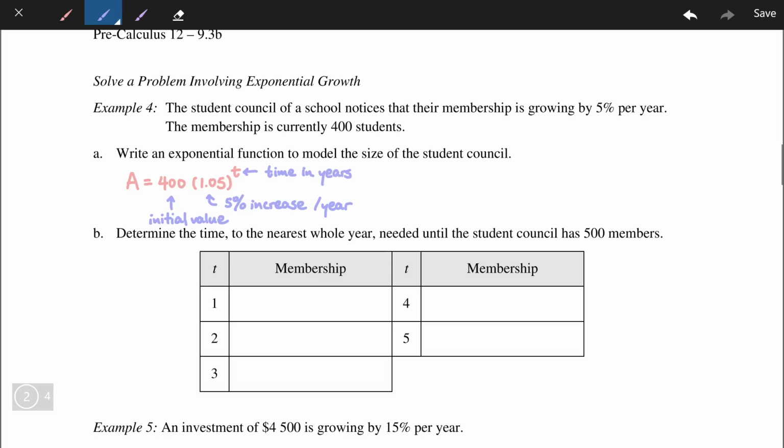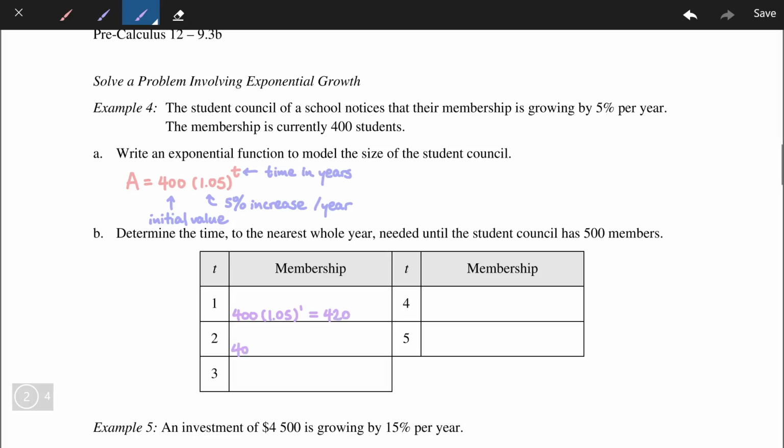Okay, so if we were to figure out how many years it would take until the student council reaches 500 members, the way that we're going to do this is by looking at the number of students year to year. So in the first year, this will be simply 400 times 1.05 to the first power, so that's 420 students.